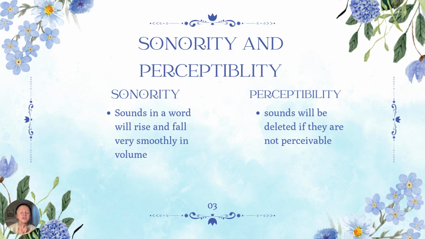This next one is something I found super interesting. Sonority and perceptibility. I thought it said sorority at first. Perceptibility, I have heard that word. But anyways, sonority is when sounds in a word will rise and fall very smoothly in volume. And then perceptibility, sounds will be deleted if they're not perceivable. So if you're saying a word and there's a part in it where it's quiet, that might be deleted from the way the word is spelled because it's not a perceived sound.